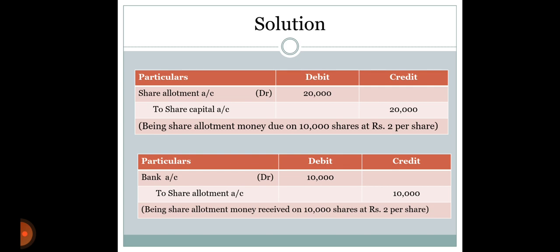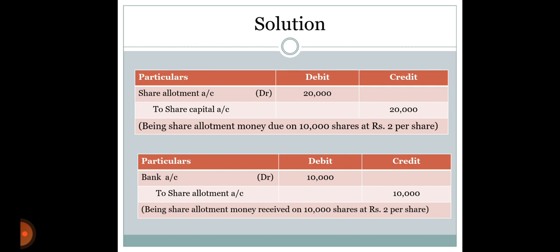And the next one is allotment due on 10,000 shares, and the allotment money for one share is rupees 2. Here the entry is share allotment account debit to share capital account. The amount to be debited and credited is rupees 20,000.